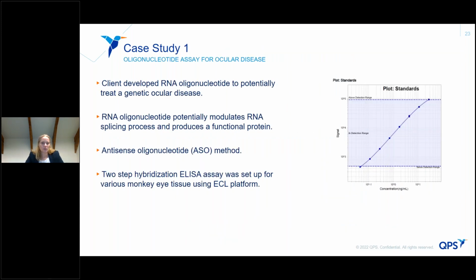In the first case study, an oligonucleotide assay was set up for an ocular disease. A client developed an RNA oligonucleotide to potentially treat a genetic ocular disease. The mode of action is that the RNA oligonucleotide modulates the RNA splicing process, thereby correcting the gene defect and producing a functional protein. We used the antisense oligonucleotide method for this, and we designed a two-step hybridization ELISA assay in various monkey eye tissues on our ECL platform.